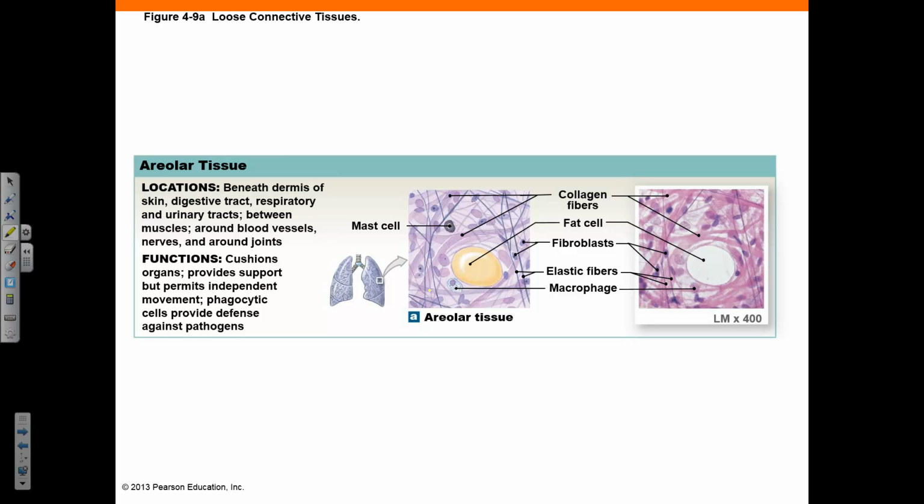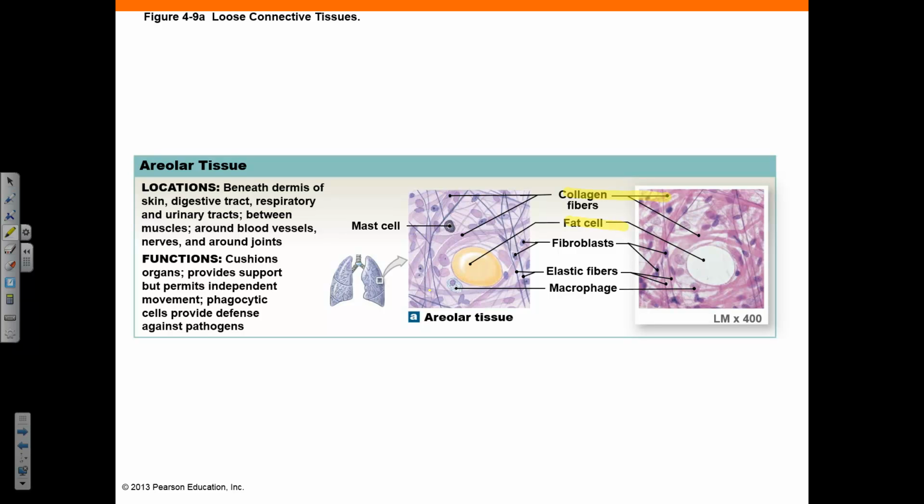It provides cushioning, support, and defense, and can be found in areas such as below the dermis of the skin, in the digestive, urinary, and respiratory tracts, between muscles, around blood vessels, and also around nerves and joints. So here you can see all the different collagen fibers.